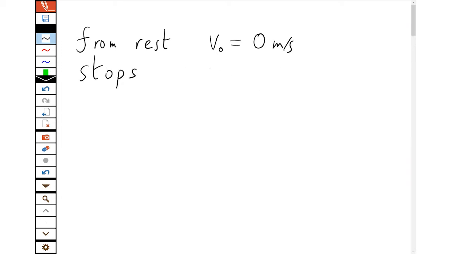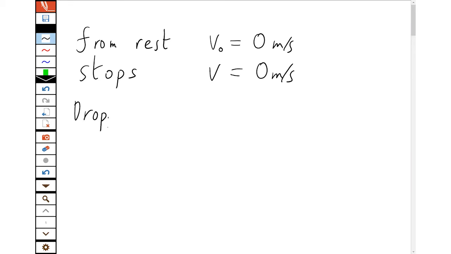Now, when we're dealing with equations of motion, as we saw, we've got a bunch of equations. We want to plug in numbers, but a lot of the numbers will be given to you as words rather than letters. For example, if something starts from rest, we immediately translate that as the old velocity is 0. Likewise, if something stops, that means the new velocity is 0.